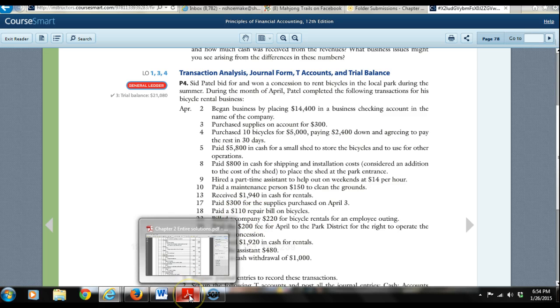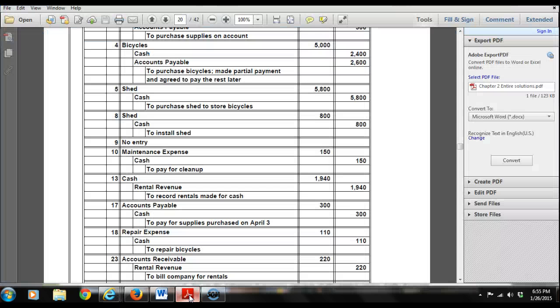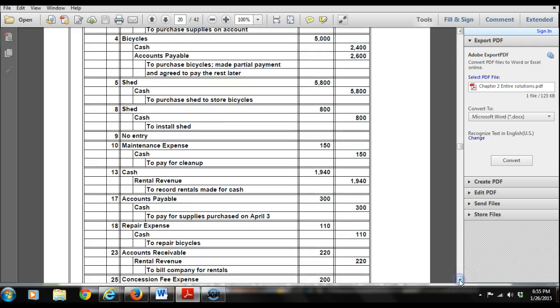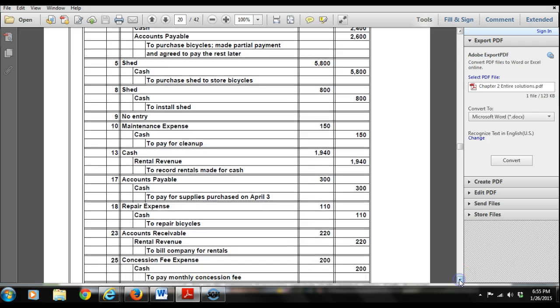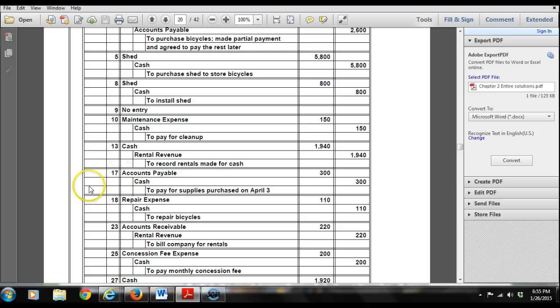Now remember, this repair bill does not provide us with a current benefit. We are just merely fixing the bicycle. So we will treat this as a repair expense for $110, and we'll credit cash also for $110.